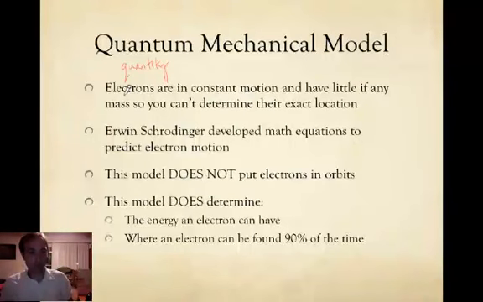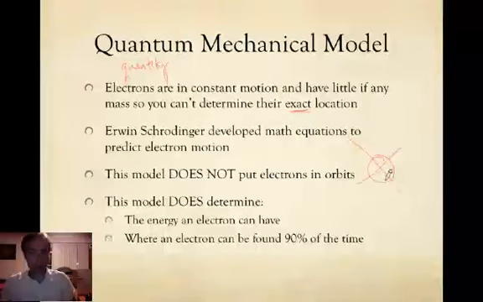So what it assumes is that electrons are always in motion, so they're always moving around, they always have some energy, and that they have little, if any, mass. So you really can't determine their exact location. You know roughly where they are, but you never know exactly where they are. Erwin Schrödinger is the guy who came up with this. You don't need to know his name, okay? But just thought I'd mention it. This model that he came up with does not put electrons in orbits. So in other words, those circular orbits, bad, okay? He said they don't move in circles.